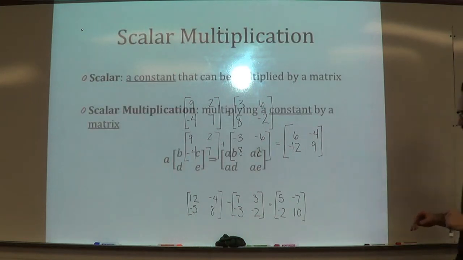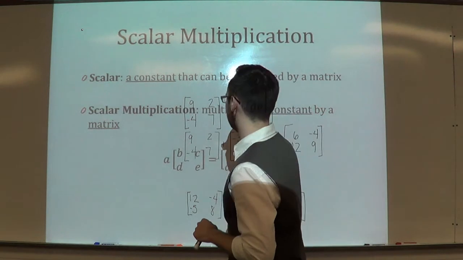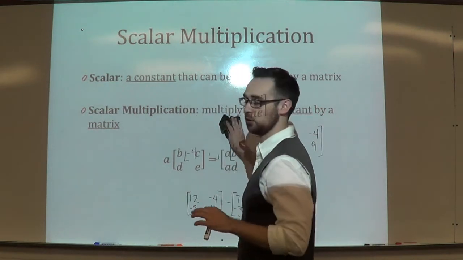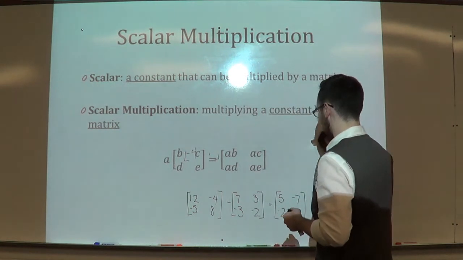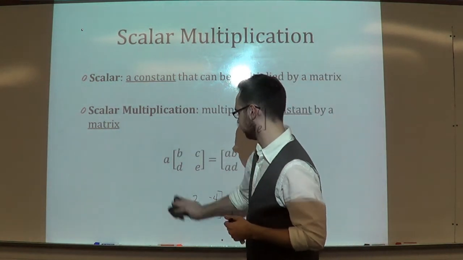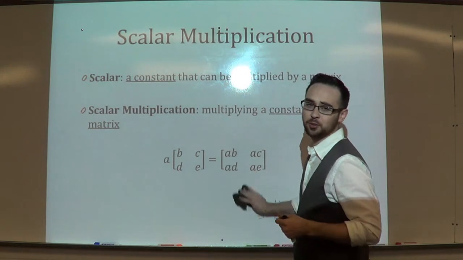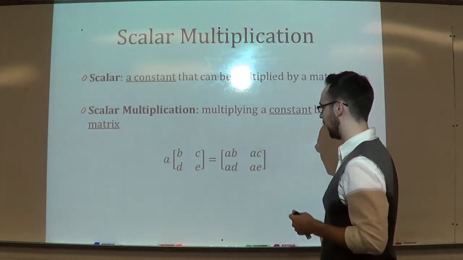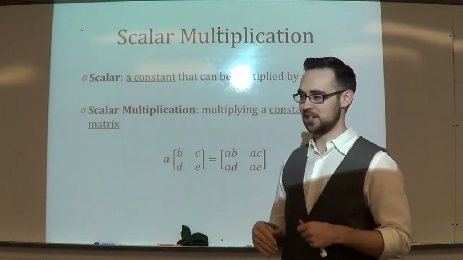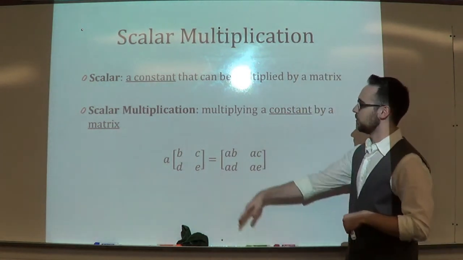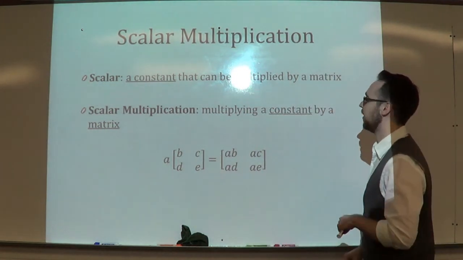Scalar multiplication. Scalar multiplication is a fancy word for just meaning we're going to multiply by a constant. There's really no difference there. When you're talking about matrices, a scalar is what we call the number out front. So any number that's not in a matrix is now called a scalar. So it's just some fancy definition work that goes with that. So with the scalar, we have a constant that can be multiplied by a matrix.